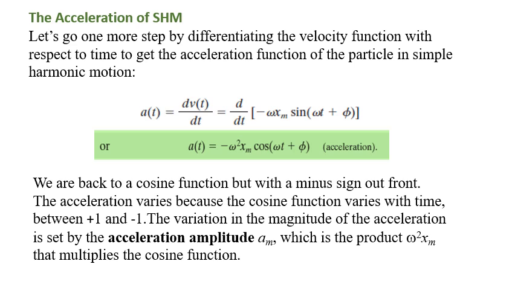Again, differentiate the velocity function with respect to time to get the acceleration function. On differentiating it, you will get minus omega square xm cos(omega t plus phi). And we are back to a cosine function but with a minus sign out front. This acceleration varies between +1 to -1, and the variation in the amplitude of acceleration is set up by the acceleration amplitude am, which is the product of omega square xm.